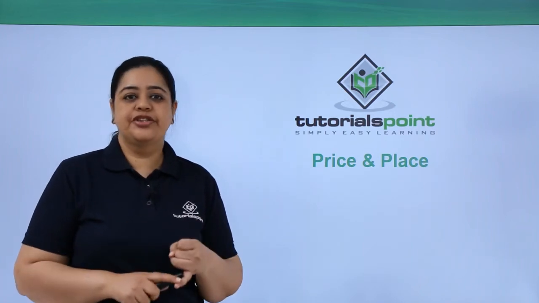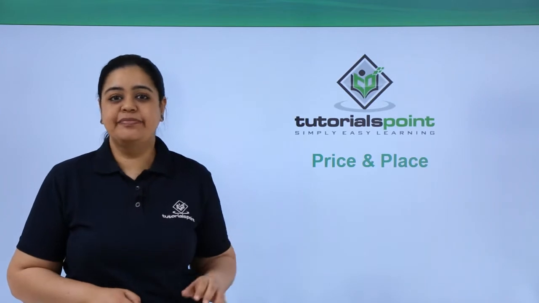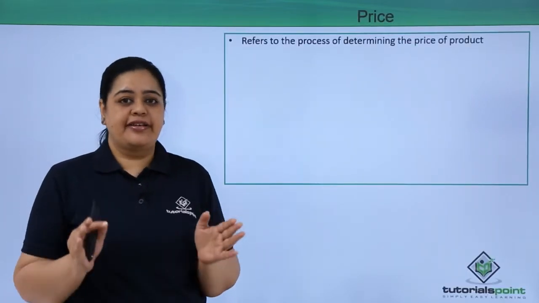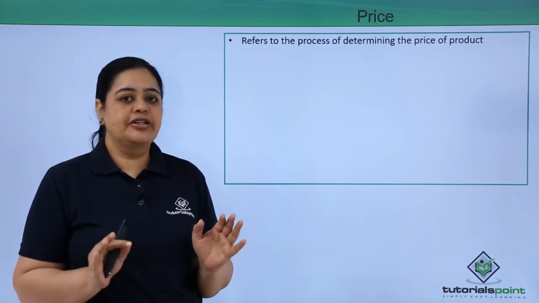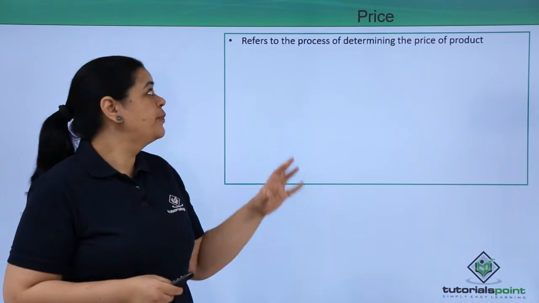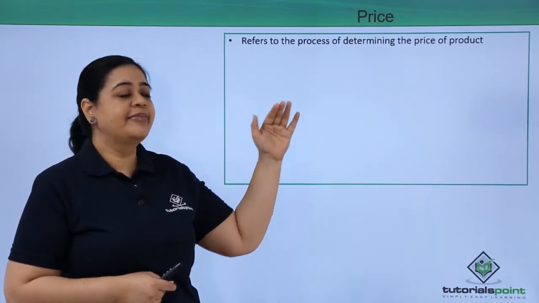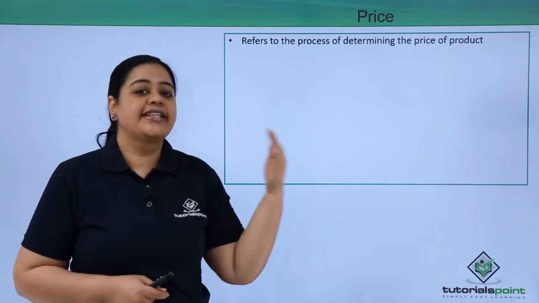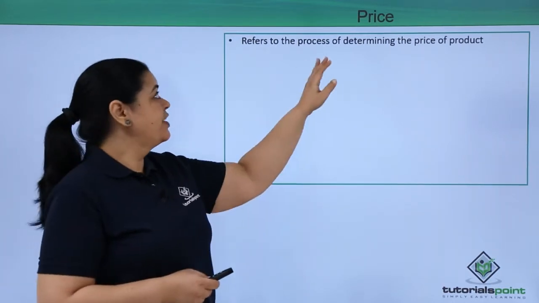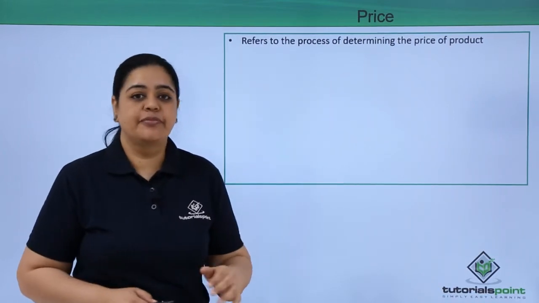Now see, we understood about the product and the product mix. Now let's understand about the price and the place. Okay, now when it comes to price, when we are talking about any particular product, pricing would be a factor wherein I will determine how the price has to be determined. So when I'm talking about price mix, that would be a process wherein I'll determine what is the price of the product.